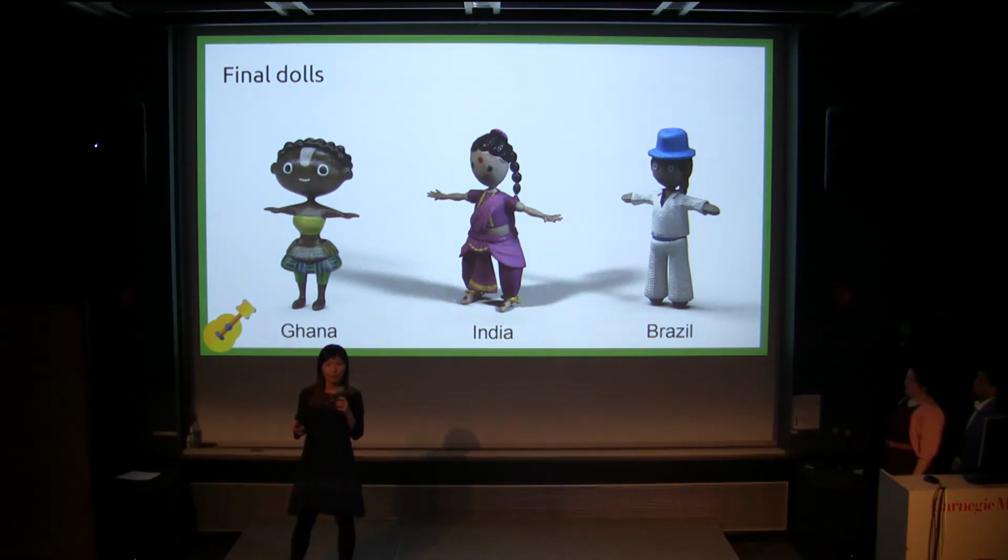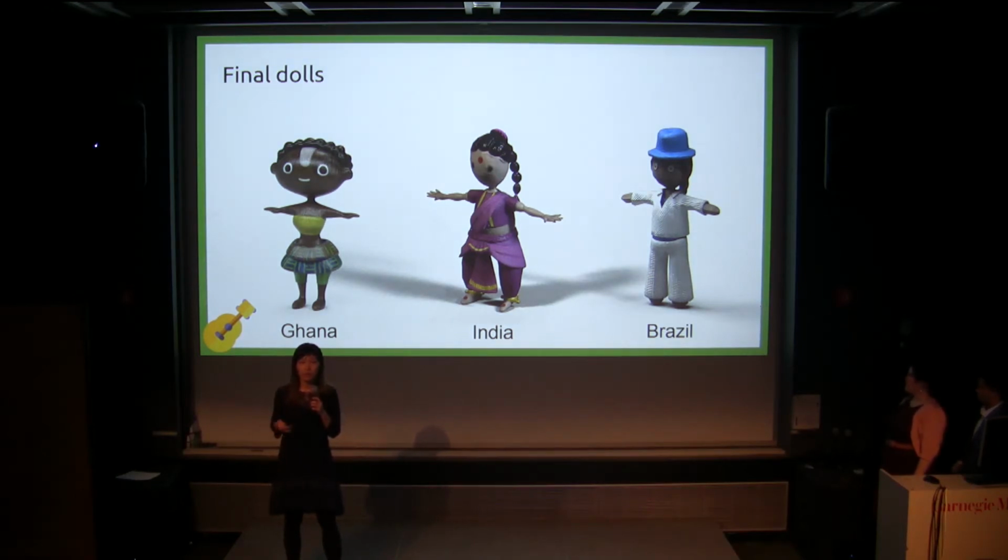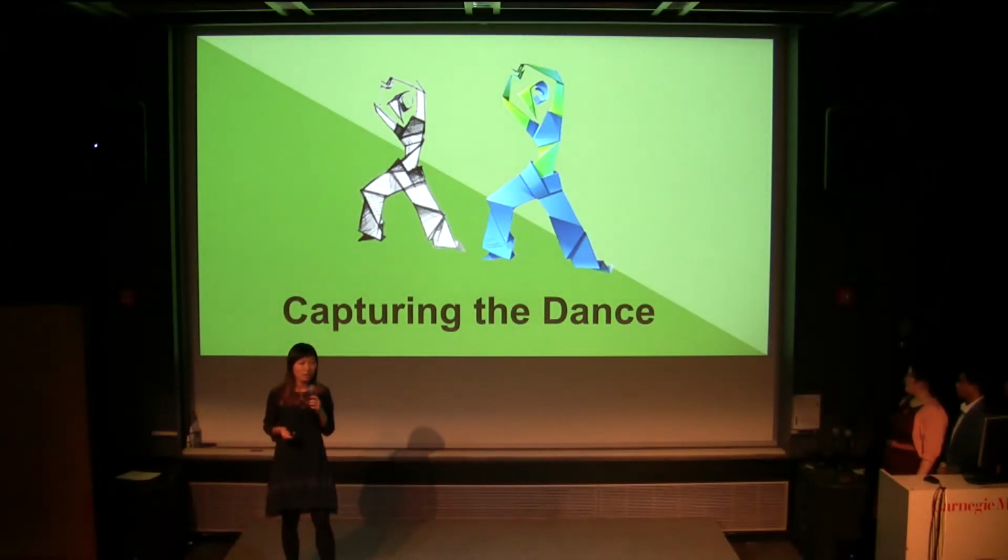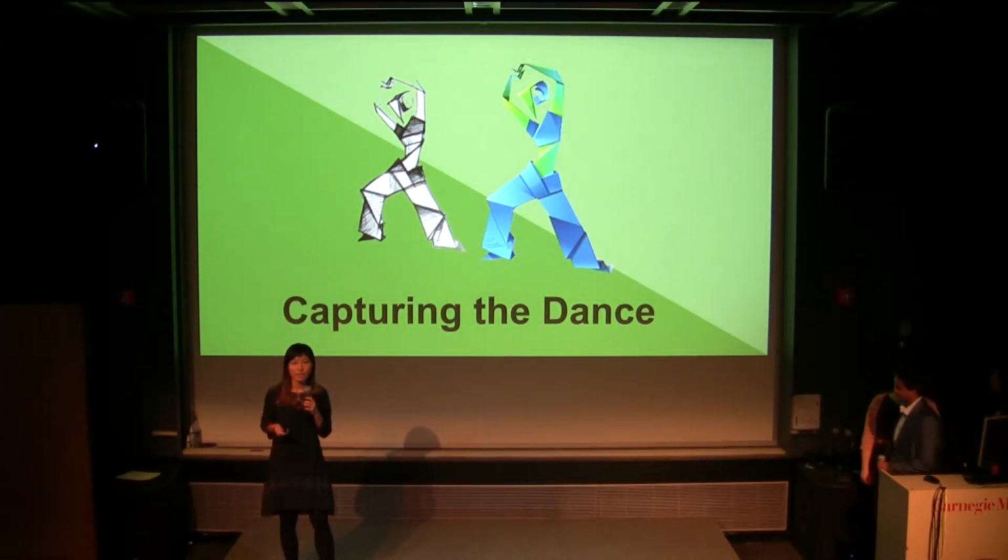Now the Ghanaian doll has a wooden texture, and the Indian doll has a papier-mâché texture, which reflects the real dolls in their culture. And now Prasanth is going to talk about motion capture of the dance.